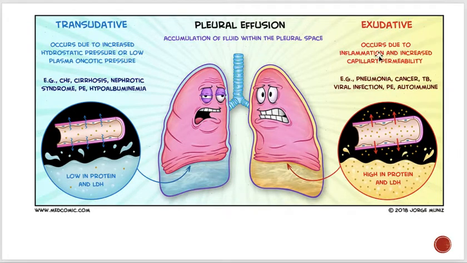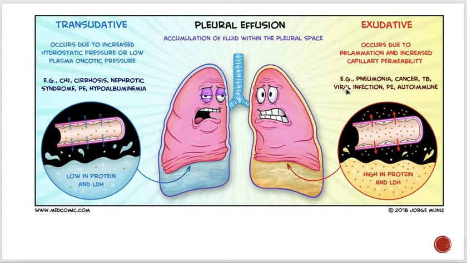Exudative effusion occurs due to inflammation and increased capillary permeability. So of course, there is inflammation in the capillaries, which will make the capillaries more permeable, and the fluid is going to leak out. For example, in pneumonia, cancer, TB, viral infection, pulmonary embolism, as well as autoimmune conditions.